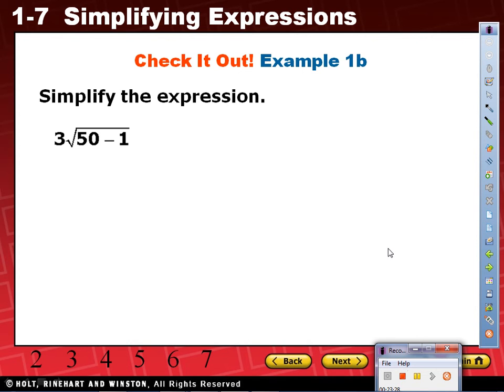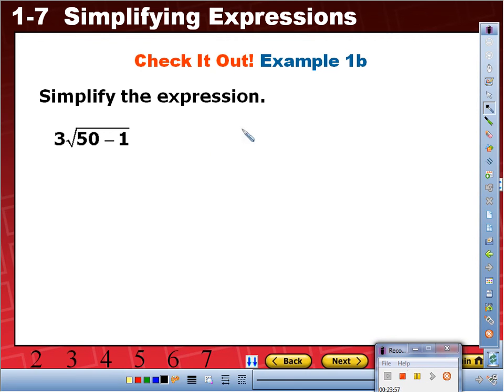Example, it's very similar to what we did, but now it has a different grouping symbol. It says 3 times square root of 50 minus 1. 3 times square root of 50 minus 1. I'll give you a head start of about 30 seconds, and then I'll go over it to see if you got it. Okay, go. All right, let's go over this one. Let's see what we got.